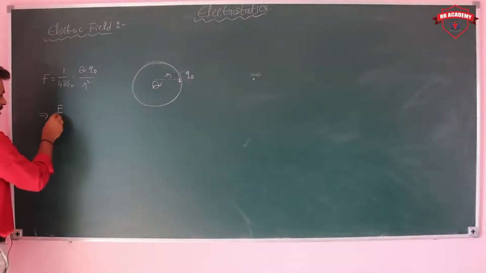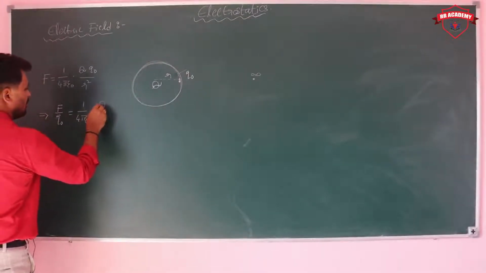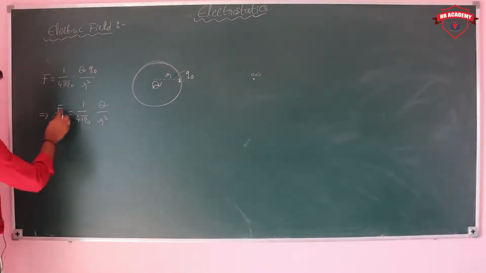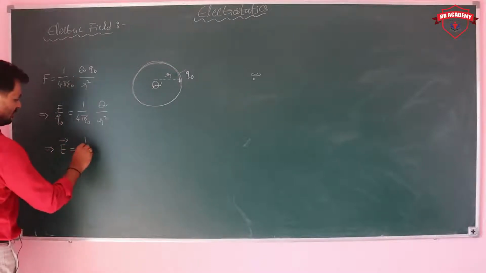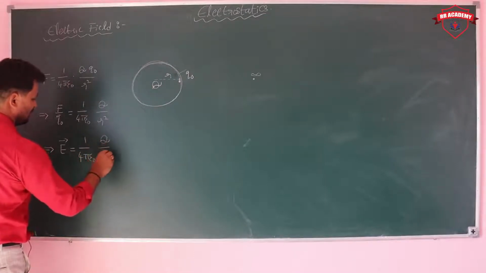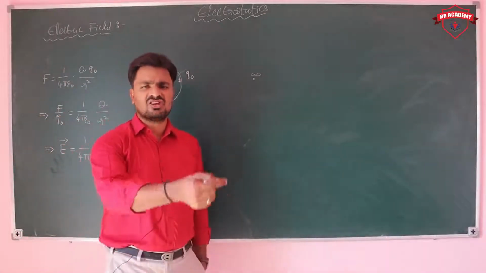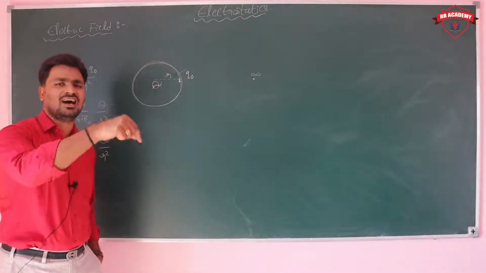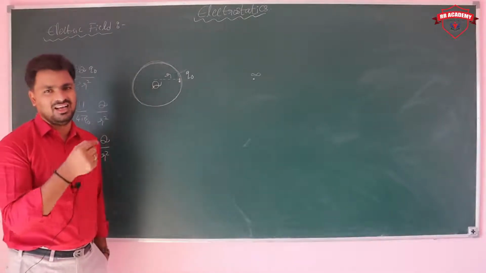If I take the force per unit test charge, it is equal to 1 by 4 pi epsilon naught Q upon R square. That force per unit test charge we can name as electric field. Simply, electric field is the region around the charge, or the boundary around the charge, which can influence another charge.